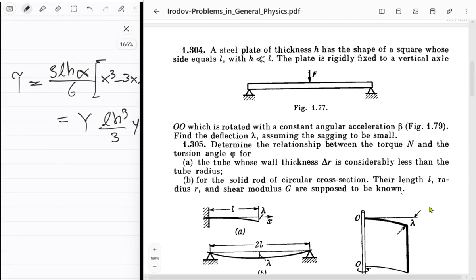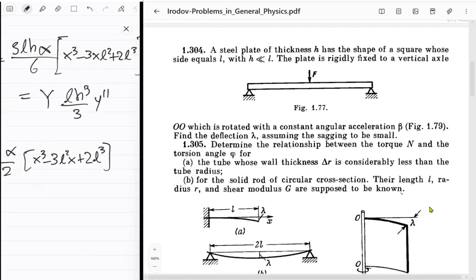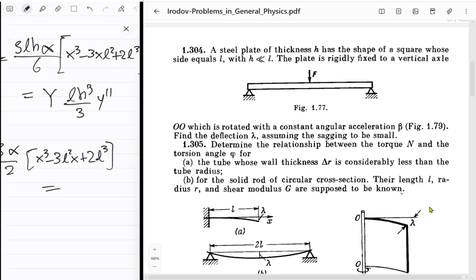So what do we have? We just have rho alpha upon 2 times x cubed minus 3 L squared x plus 2 L cubed. I hope that's correct though. It might be wrong. That's what I'm afraid of, that it might just be wrong. Yeah, whatever, just keep going. And that's equal to what?